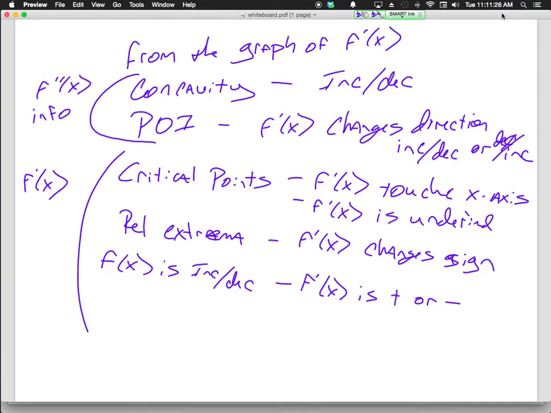Okay, so this is everything we can tell from the first derivative. We can figure out concavity by looking at whether or not it's increasing or decreasing. We can figure out points of inflection where it changes from increasing to decreasing or decreasing to increasing. We can get critical points wherever it touches the x-axis or f prime of x is undefined. We can find relative extrema where f prime of x changes sign, and we can figure out when f is increasing or decreasing, depending on if f prime of x is positive or negative.